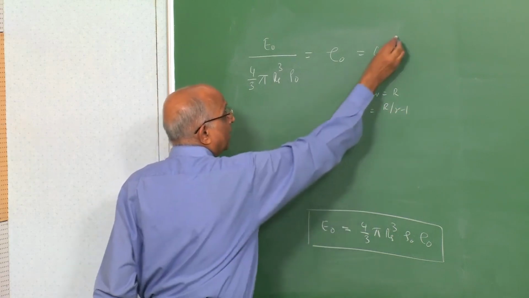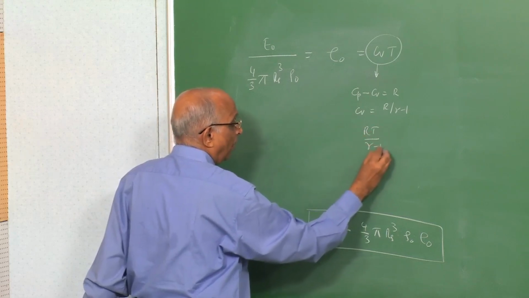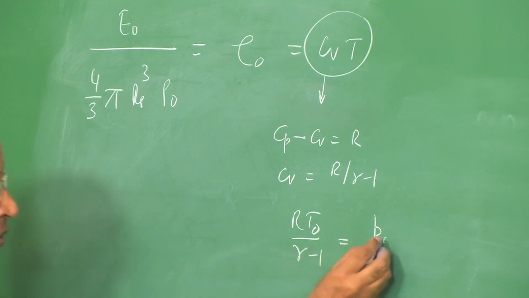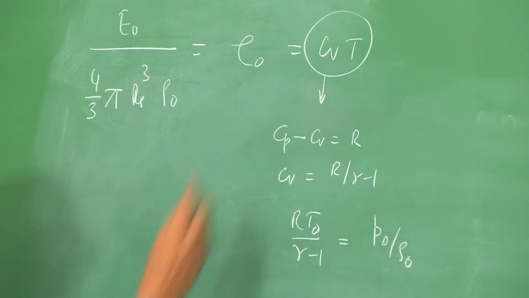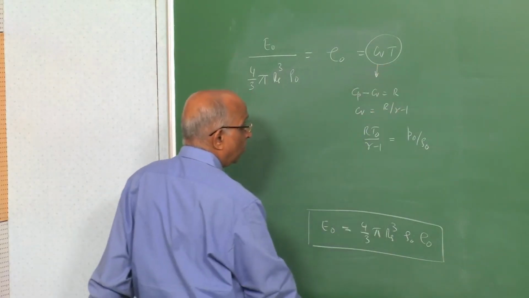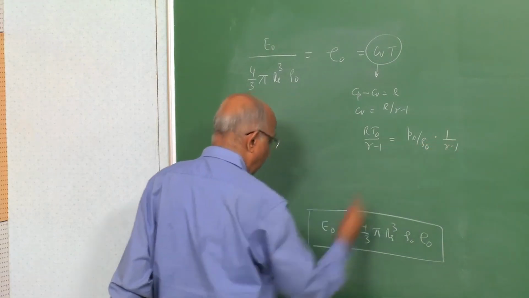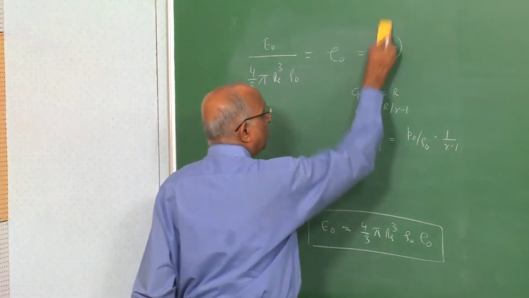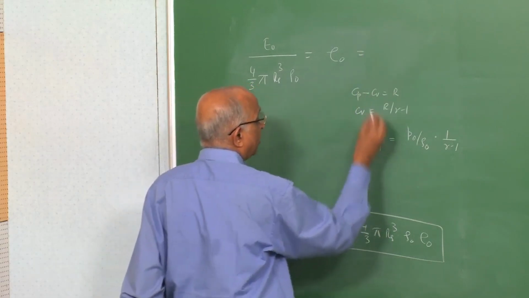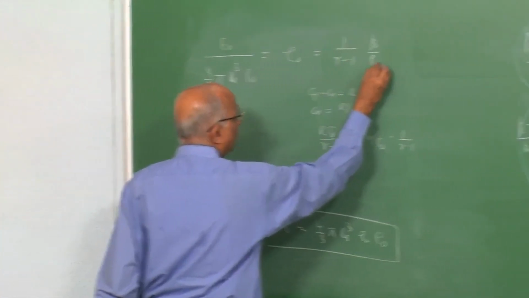Therefore, I get the value of CvT as equal to RT by gamma minus 1. With ambient pressure P0 and ambient temperature T0, P0 by rho 0 is equal to RT0. So CvT, or E0, can be replaced by the expression 1 over gamma minus 1 times P0 by rho 0.